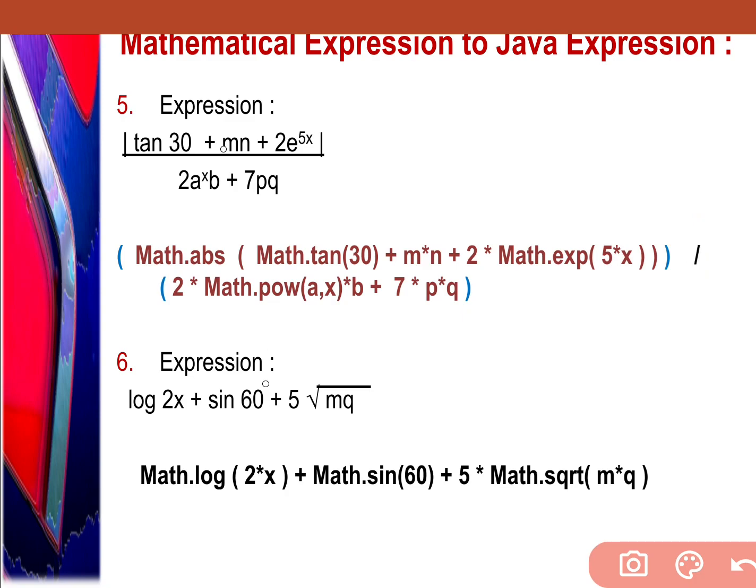Then the denominator part: 2 into a to the power x into b plus 7pq, 7 into p into q. See the next one. Log to x, Math.log to x. Sin 60, Math.sin(60). 5 into Math.sqrt(mq).